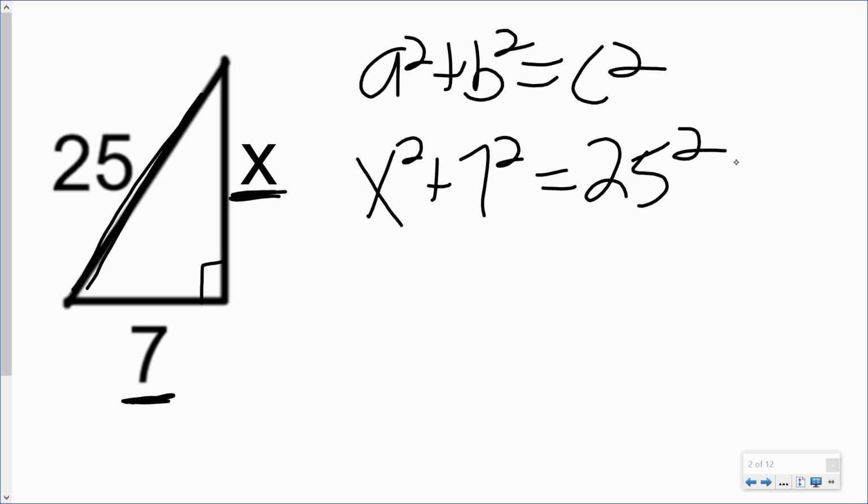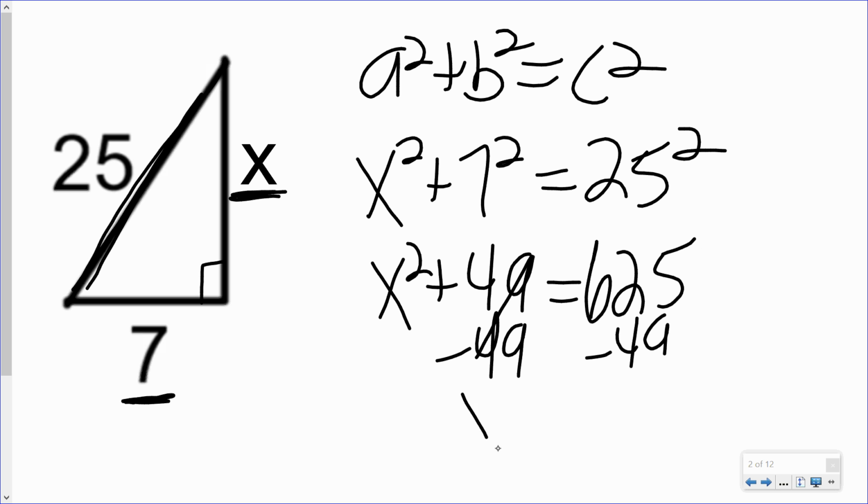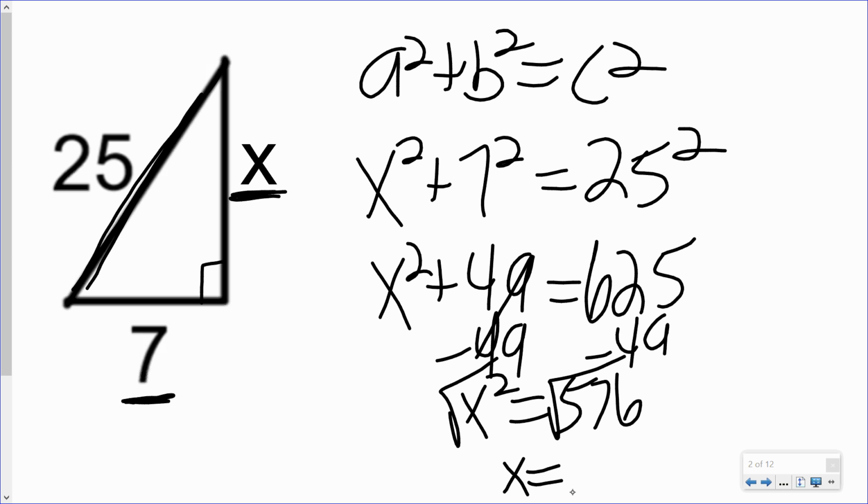And again, I'm squaring everything. Now I evaluate it. 7 squared is 49. 25 squared is 625. I do the algebra. I subtract 49 from both sides. Now to get rid of the squared, I do the square root. I can go to my calculator and type in the square root of 576. I get 24, and that's my answer.